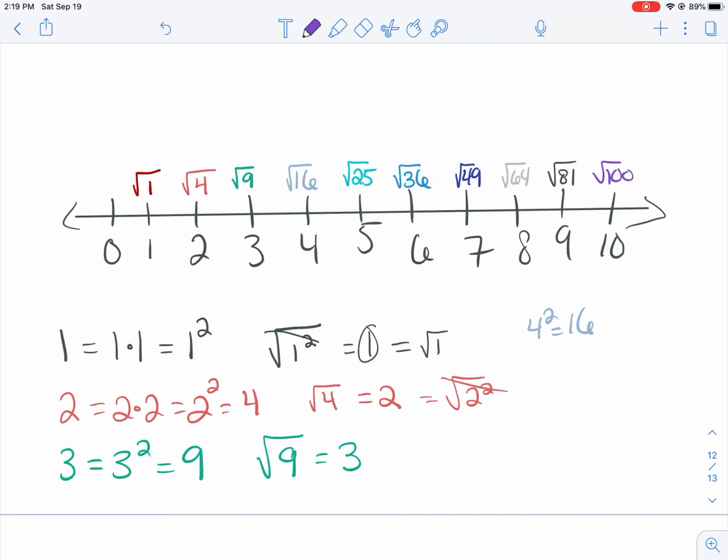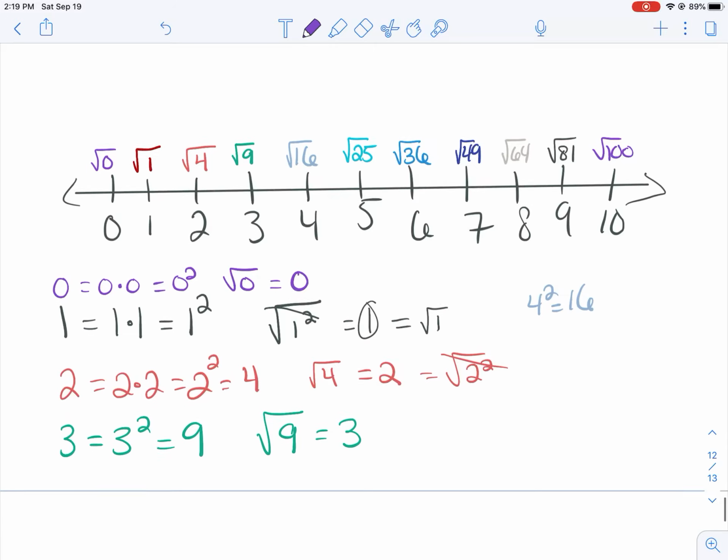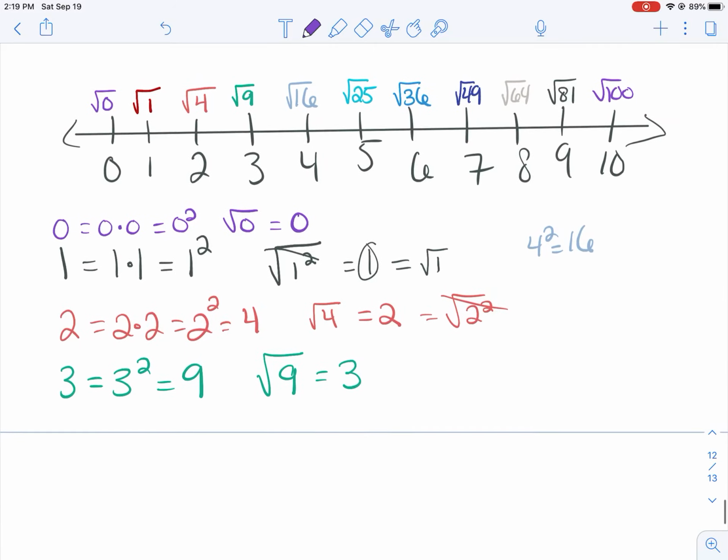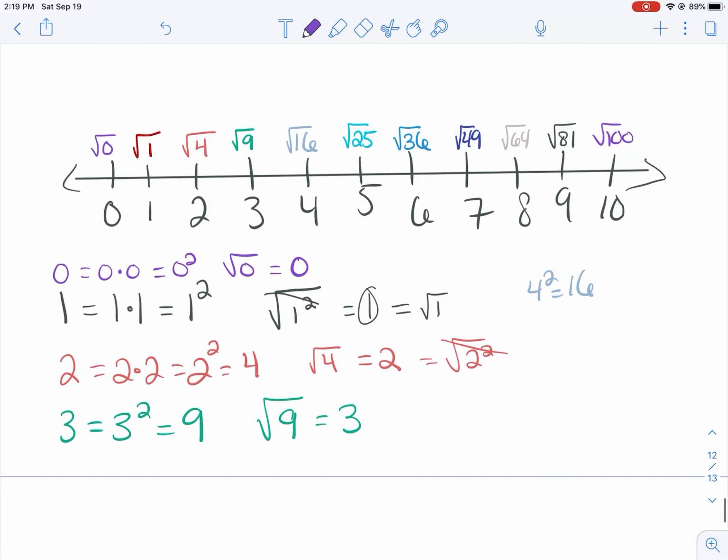Oh, and I forgot 0 back here. I skipped over it because it's a little hard to think about sometimes. But 0 is the same thing as 0 times 0, or 0 squared. So we do know that the square root of 0 must equal 0. So the equivalent form for 0 is the square root of 0, just like the equivalent form for 1 is the square root of 1. Those two numbers are a little bit special. So there's our equivalent values.